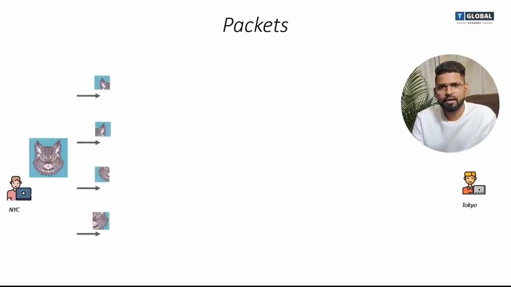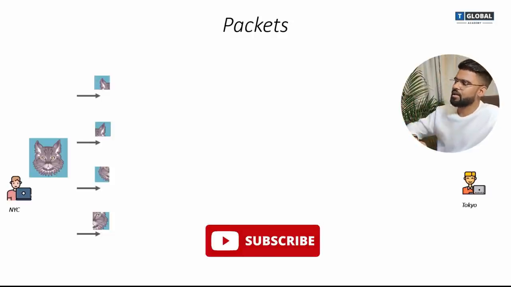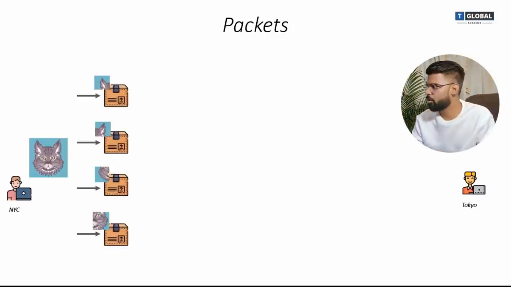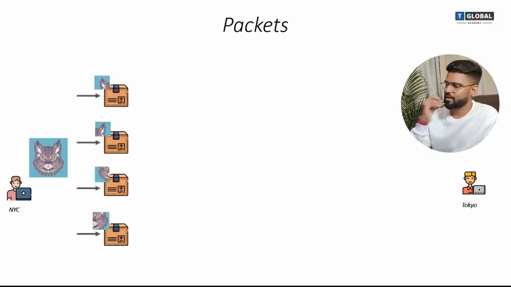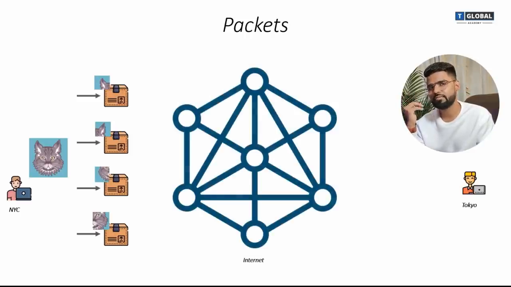It's going to fragment at the source site. At the sender site, the entire information will be fragmented into multiple parts. And this will be put into a box kind of package, you know. So this image will be there in the packet and will be ready, right? Ready to be transferred over the internet, okay?